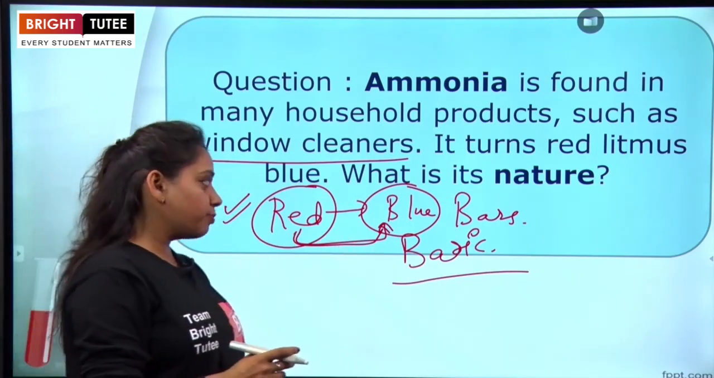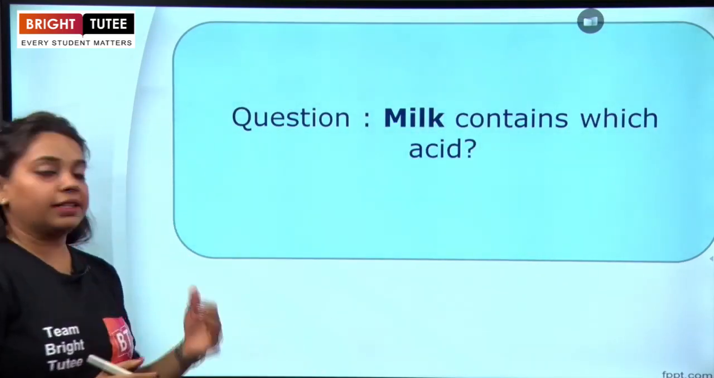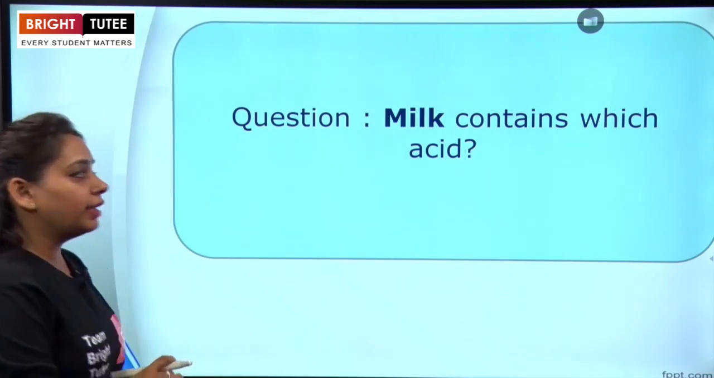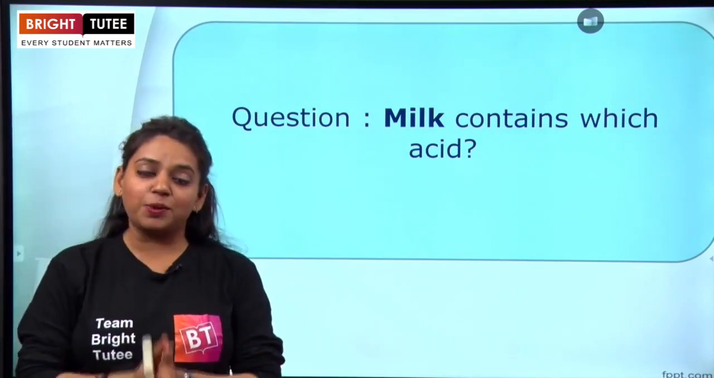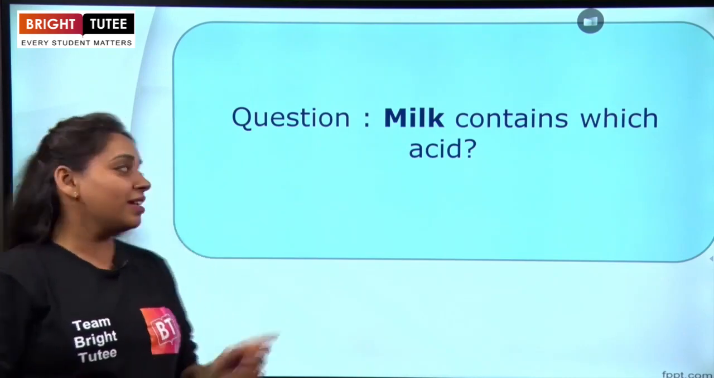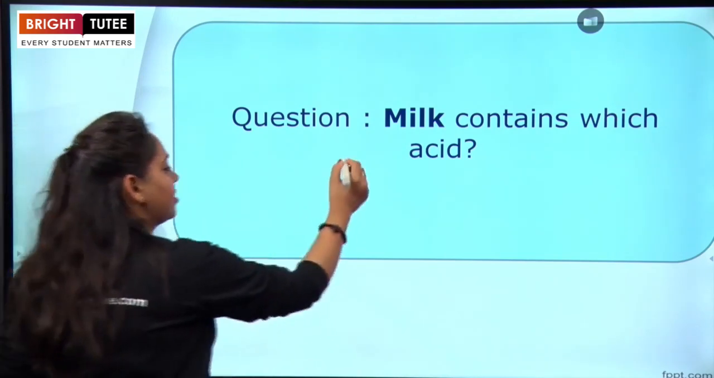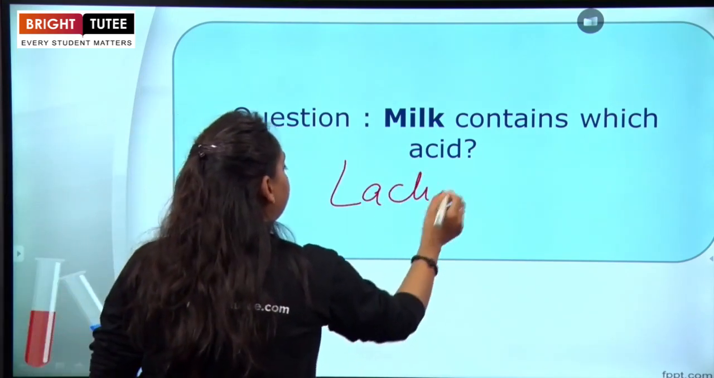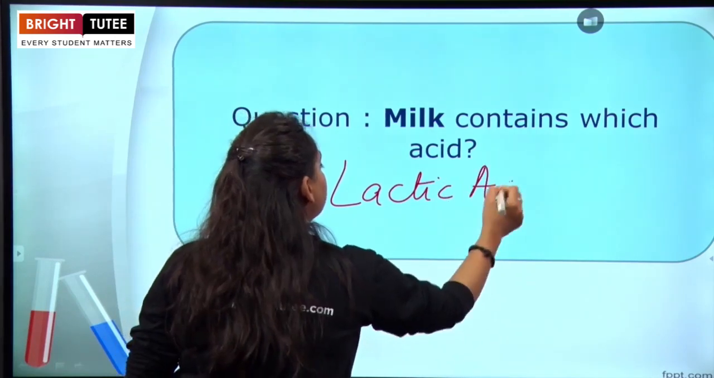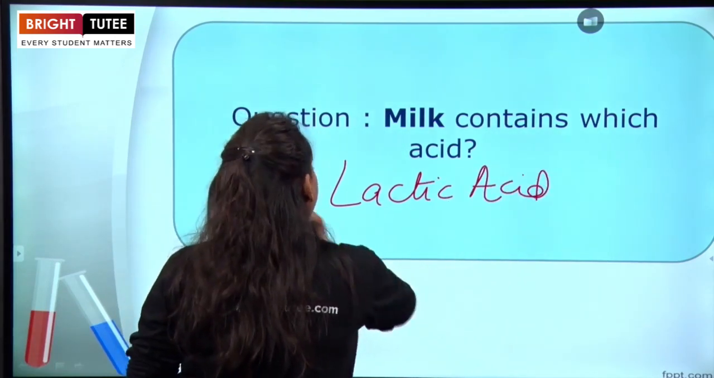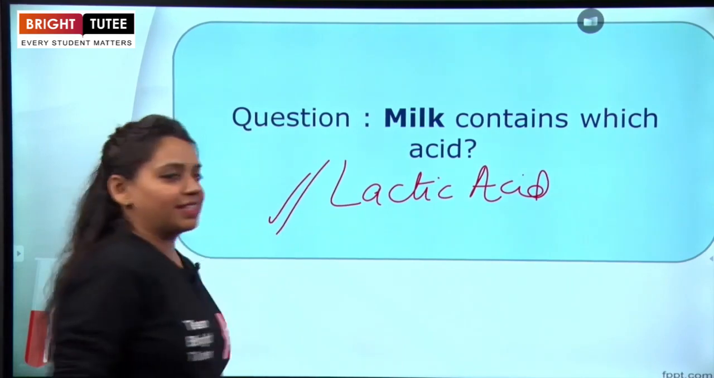Okay, so let us move towards the next question, and the next question is, milk contains which acid? And I know that we have already studied about it. Milk contains lactic acid. Okay children, so milk is acidic in nature and it contains lactic acid.